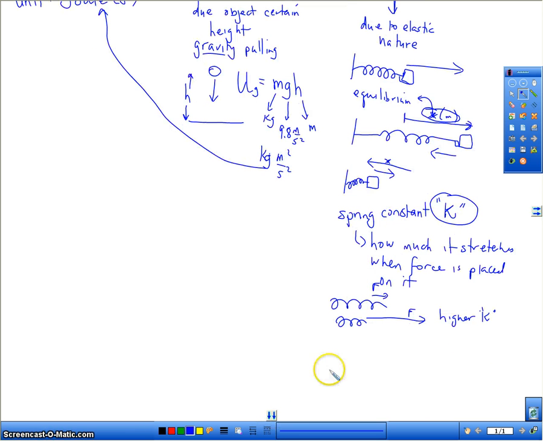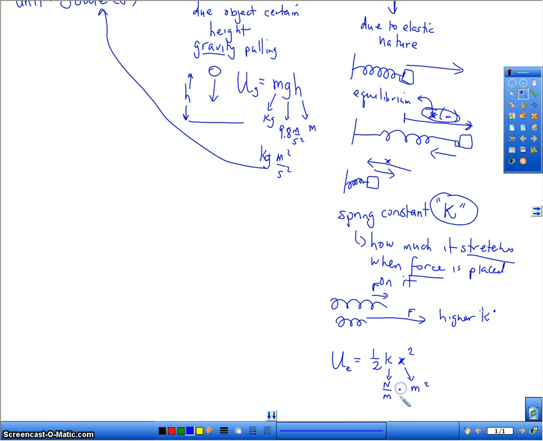So the formula we use for elastic potential energy is one half, we'll put a little e right here, times the spring constant times the amount stretched squared. Now the units: x is in meters, so we have meters squared, and k is in a unit called a Newton per meter because it's a force per distance. Since we defined it as how much it stretches when a force is placed on it, you can think of this as how much force I had to place on it to get it to stretch a certain distance. That's where Newton per meter comes from.